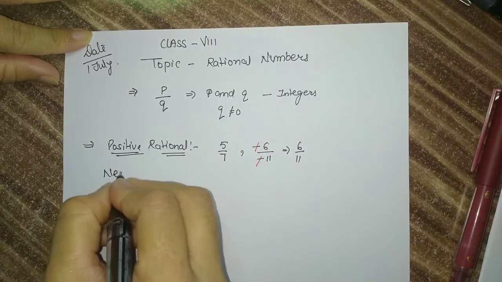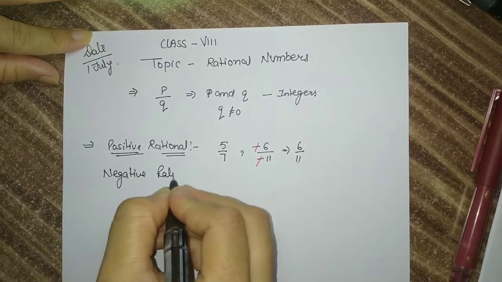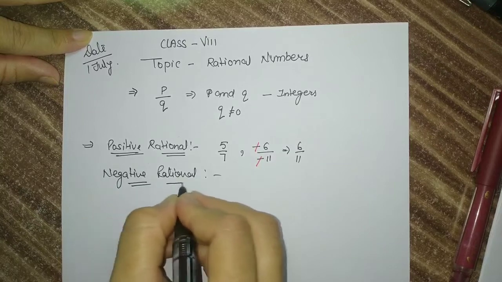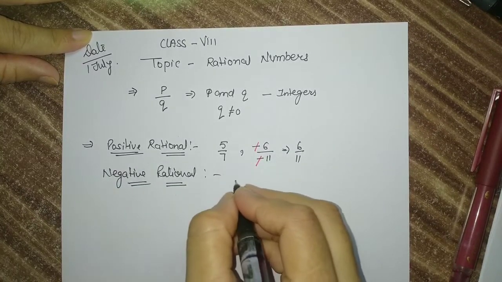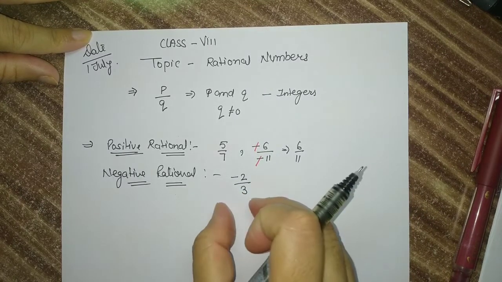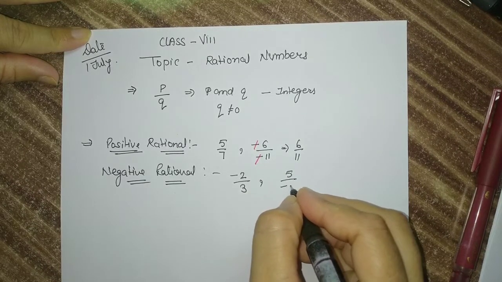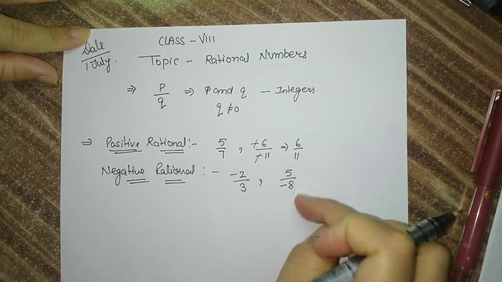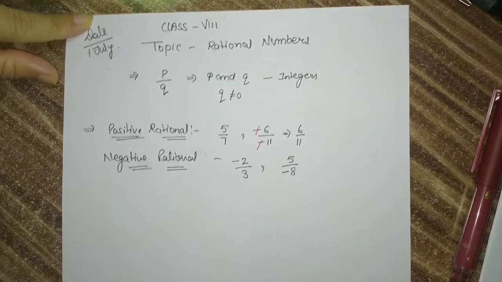Another one, negative rational numbers. A negative rational number means the numerator and denominator have different signs, like minus 2 by 3. So this number is said to be a negative rational number. Another one, 5 by minus 8. Here the numerator and denominator have different signs, so it is said to be a negative rational number.